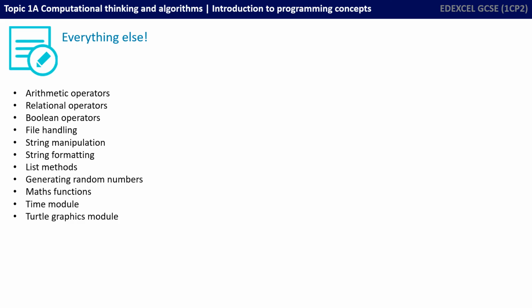And then there's all sorts of other concepts as well on top of that, which are all covered in the programming language subset document, including arithmetic operators, relational operators, Boolean operators, file handling, string manipulation and string formatting, list methods, how to generate a random number, math functions, the time module, and also the turtle graphics module.